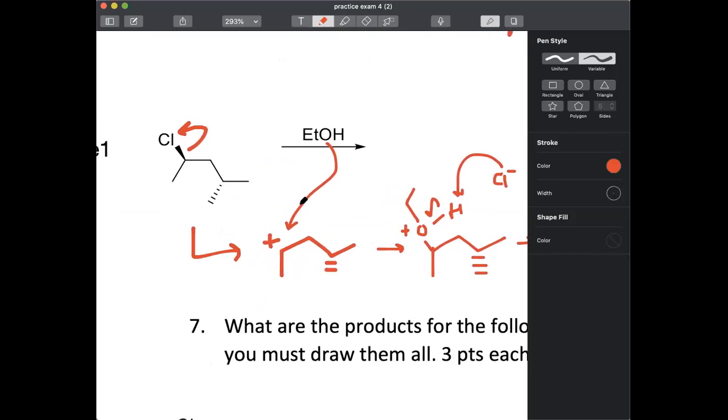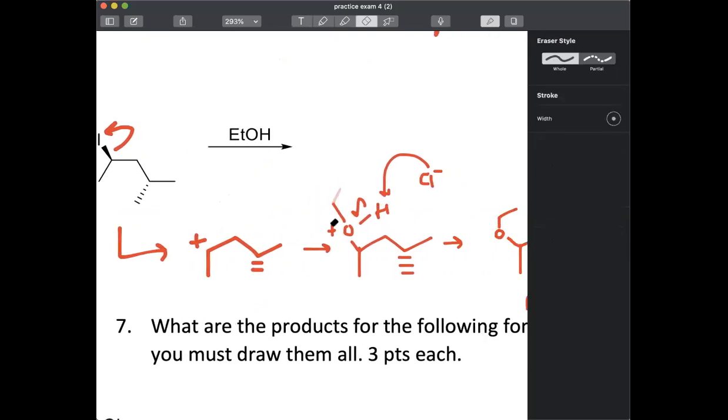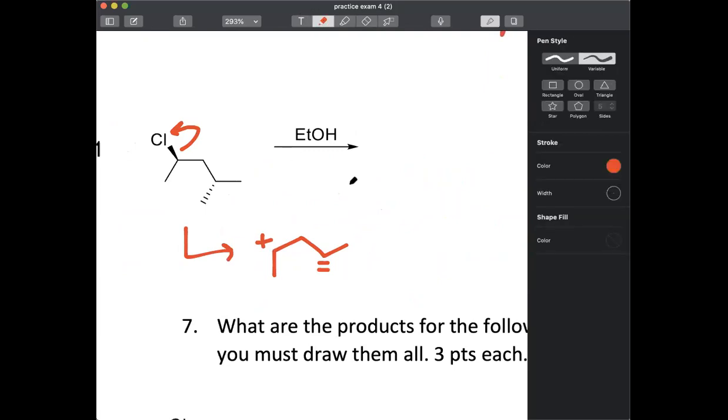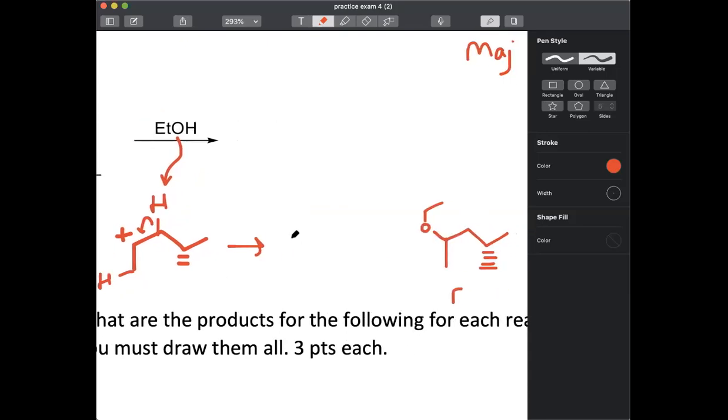And so as far as your E1, same first step, right? So I'm going to erase all this. Same first step, but now we look for the beta positions. Here we have two, right? So here we have this proton, this proton, right? So ethanol is going to come in and grab it. These fall back into here, okay? You do the same exact thing for this, okay? So I'm going to show that.